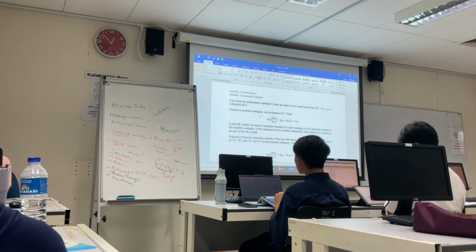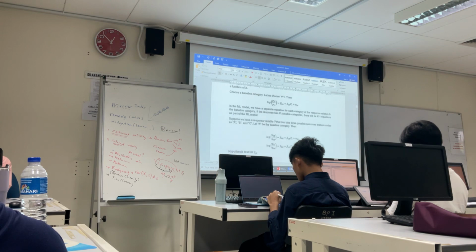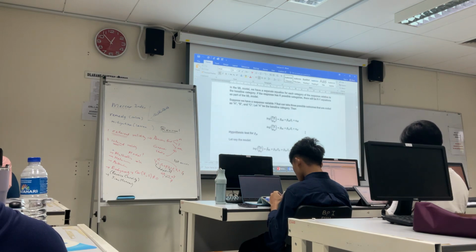So you have a baseline category. In the MNL model, we have a separate equation for each category relative to the baseline category. If the response has k possible categories, then there are k minus 1 equations as part of the MNL model. Okay, so they have different equations. Suppose we have a response variable y that can take 3 possible outcomes, coded A, B, C. So let A be the baseline category.